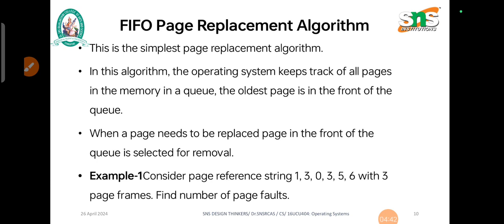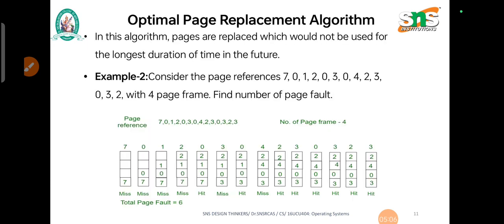Next is the FIFO page replacement algorithm. This is the simplest form of algorithm. In this algorithm, the operating system keeps track of all the pages in the memory in a queue. The oldest page in the front of the queue is removed first. When a page needs to be replaced, the page in front of the queue is selected for removal. Consider a page reference string 1, 3, 0, 3, 5, 6 with 3 page frames; we have to find the number of page faults.